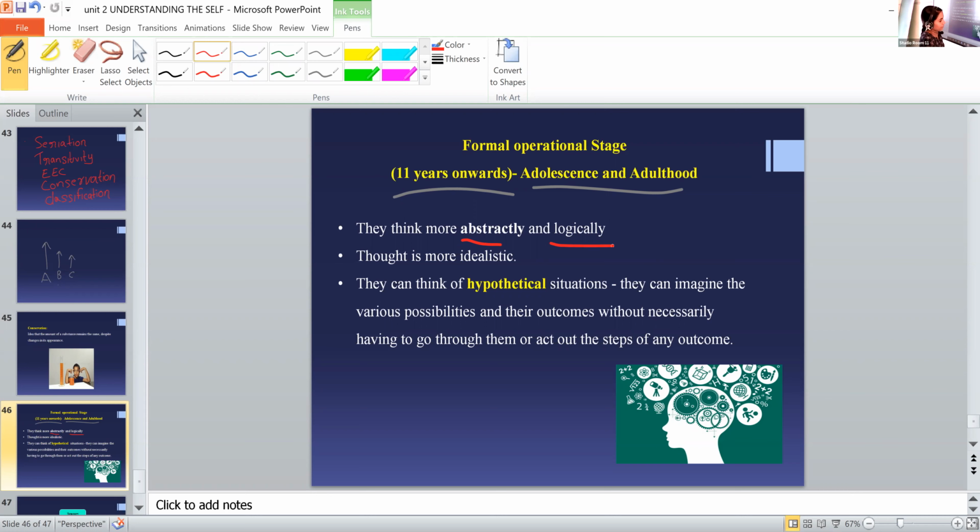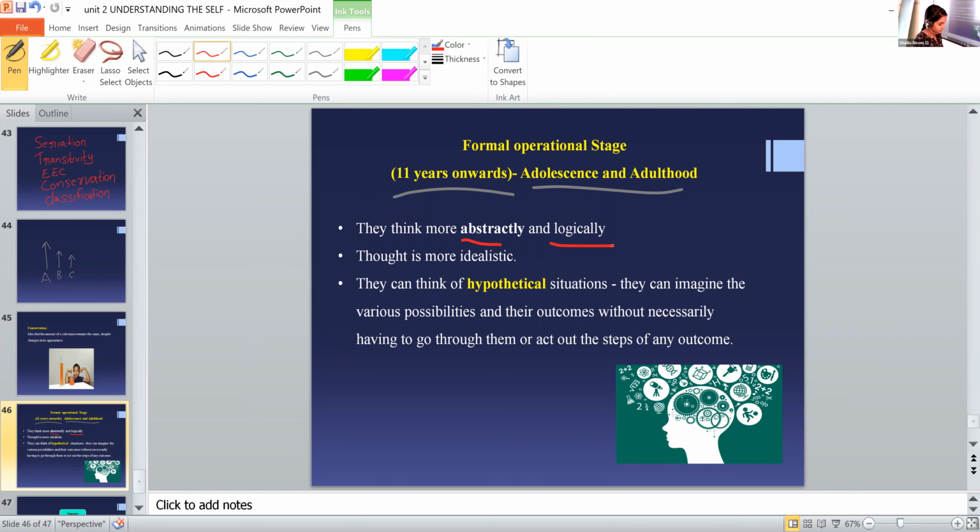What is that, Reena? Reasoning ability, then propositional thinking. In the formal operational stage, we begin to think more abstractly and logically, and we gain the reasoning abilities, and the next is propositional thinking. Note down the definition, okay? Propositional thinking means we assess the logic of verbal statements.